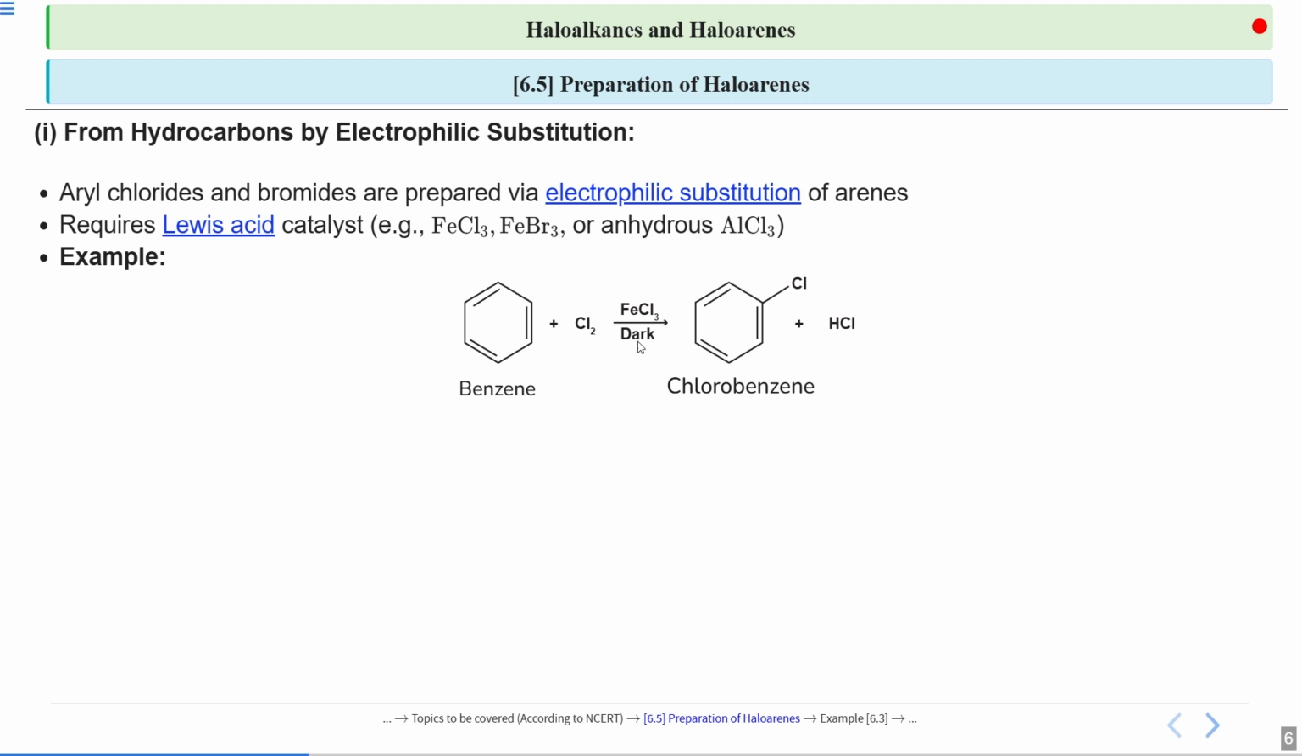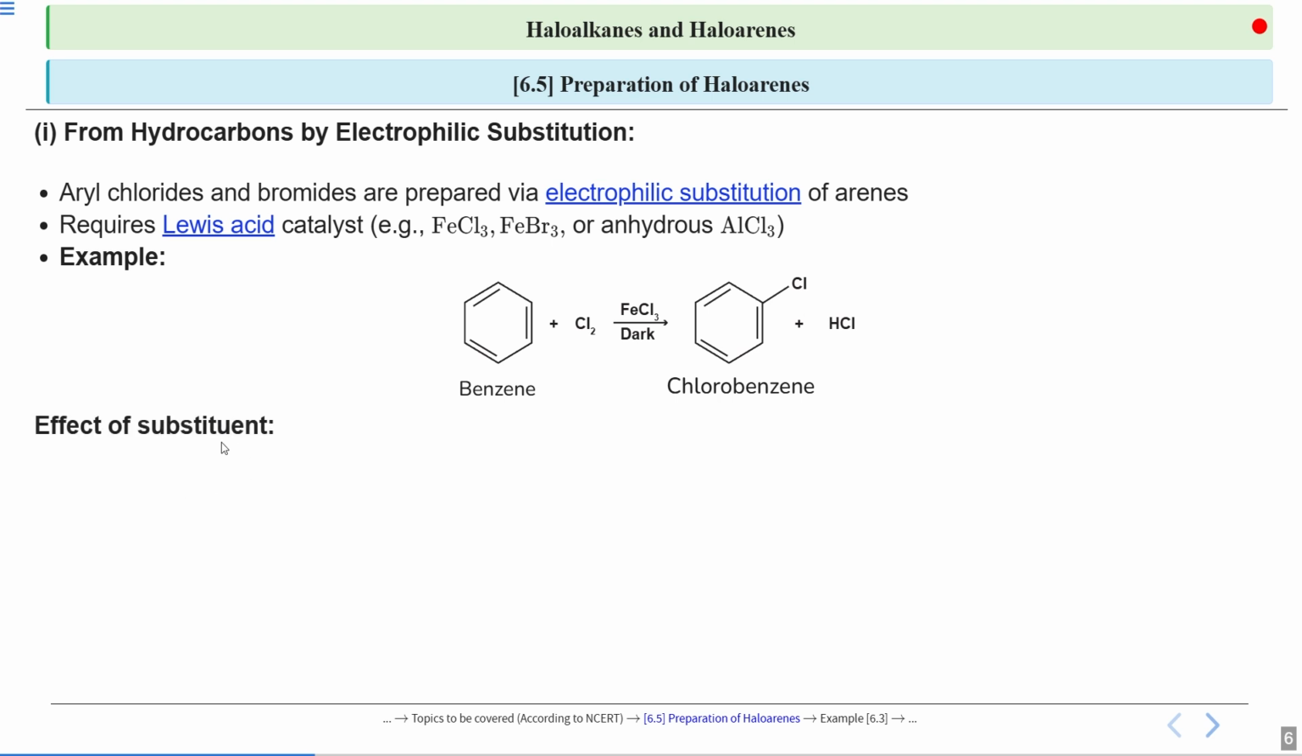It needs UV light for the activation of the chlorine molecule, for the free radical mechanism of the alkyl halides. But in the case of aromatic rings, you don't need UV light. This reaction happens in the dark condition in presence of FeCl3, and this chlorine will get substituted on this benzene ring and you will get a chloro substituted benzene, plus HCl will be the side product in this reaction. FeCl3 here is a Lewis acid catalyst.